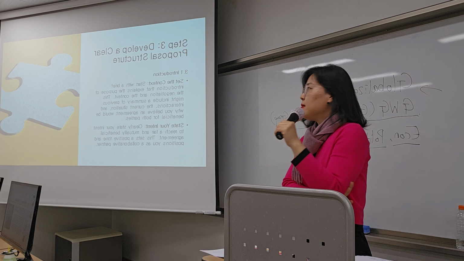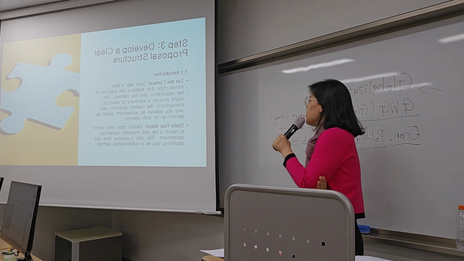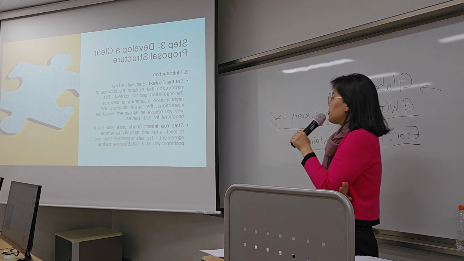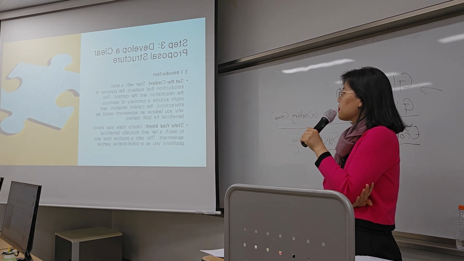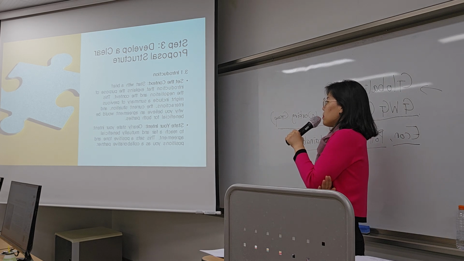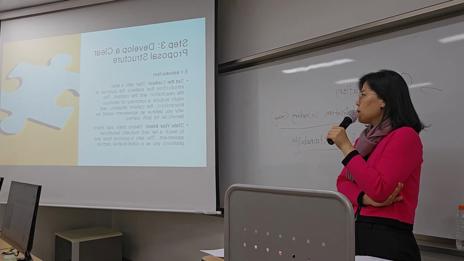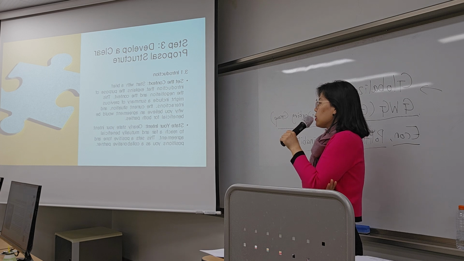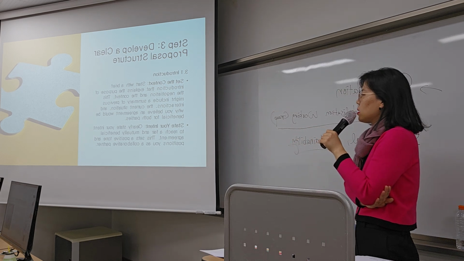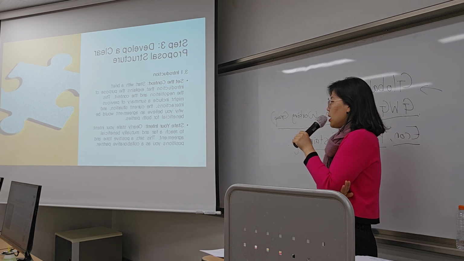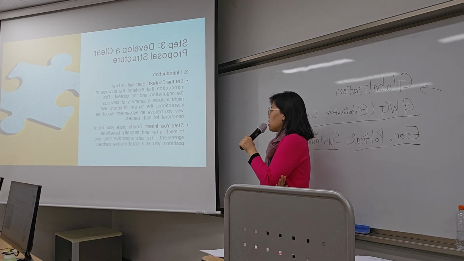Step 3. Develop a clear proposal structure. Introduction. Set the context. Start with a brief introduction that explains the purpose of the negotiation and the context. Right. This might include a summary of previous interactions, the current situation, and why you believe an agreement would be beneficial for both parties. State your intent. Clearly state your intent to reach a fair and mutually beneficial agreement. Right. This sets a positive tone and positions you as a collaborative partner.